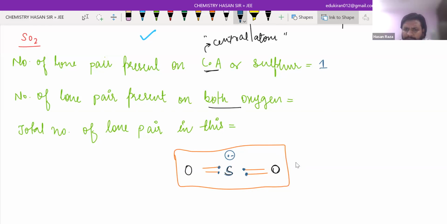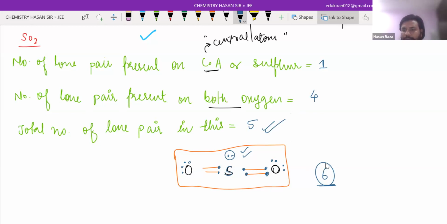Savage. Two lone pairs, sir. Very good. On oxygen, basically, oxygen has 6 valence electrons. So 2 electrons are already involved in bonding and 2 lone pairs are there on 1 oxygen. So we have 2 oxygens, so the total lone pairs for both oxygens is 4. And the total number of lone pairs, you can see: 2 oxygens have 2 lone pairs each, so 4 lone pairs, and 1 lone pair is with sulfur. So the total number of lone pairs is 5. Is that clear?